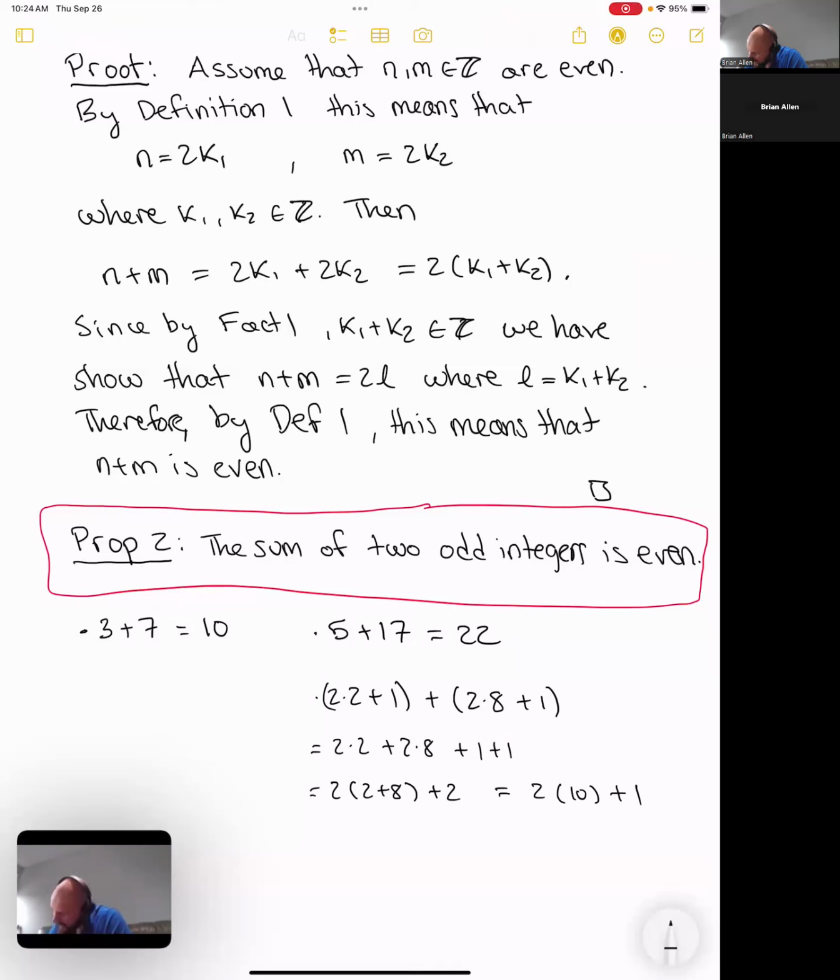Sorry, I messed up. Let me erase here and write that as 2 times 10 plus 1, right? Which is the same thing as 2 times 11. So the point is that I took two odd numbers, added them together, and then I wrote it in the characteristic way of an even integer, which is 2 times another number. Okay, so that's already giving us some clues as to what's going to happen in this proof.